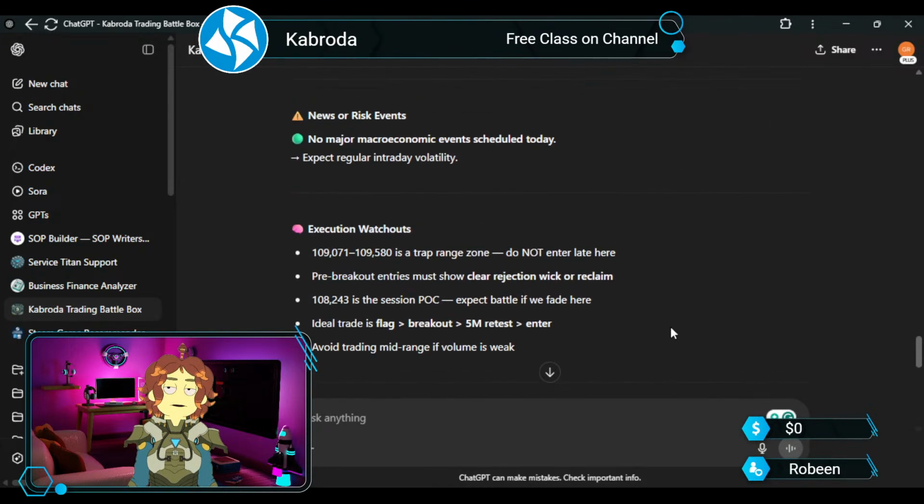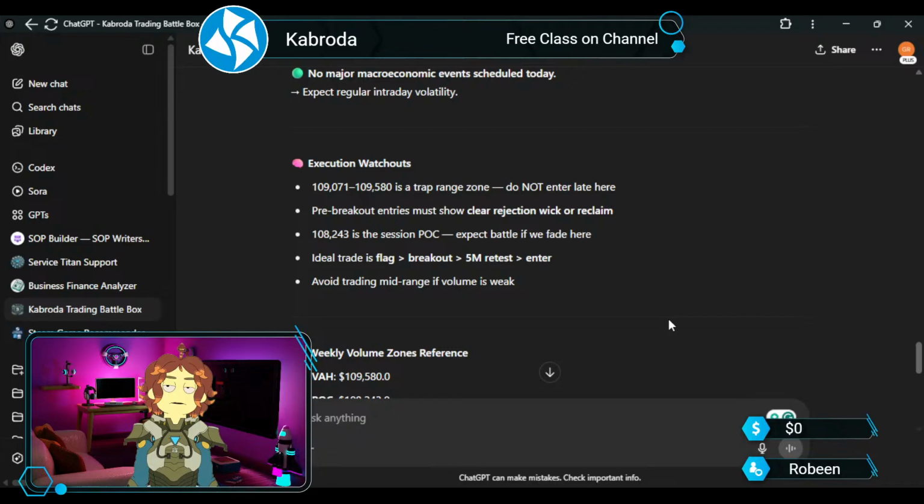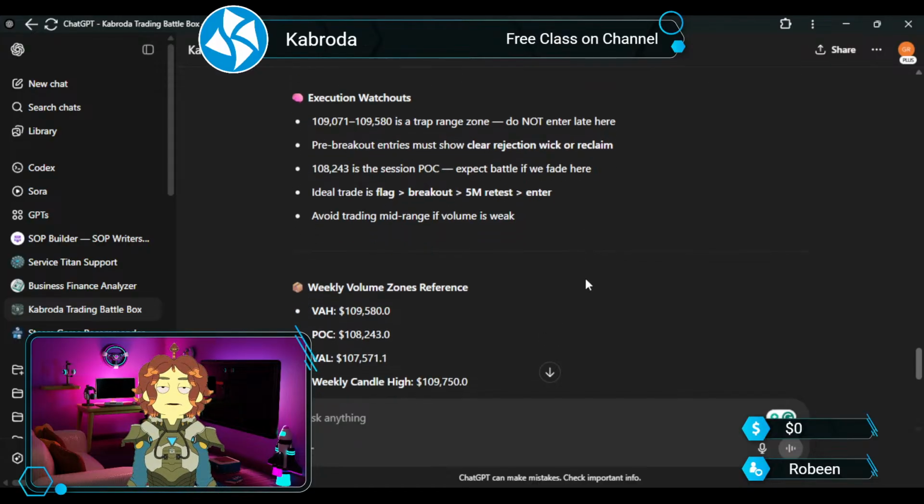All right, what does ChatGPT say other than that? So it says execution watchouts. 109.71 to 109.580 is a trap range zone. Do not enter late here. Look for pre-breakout entries that show clear rejection, wick, or reclaim. 108,243 is a session POC. Expect battle if we fade here. Ideal for trade.